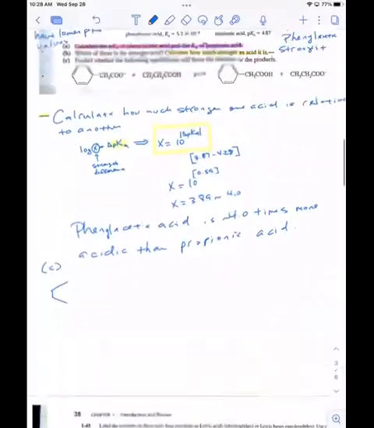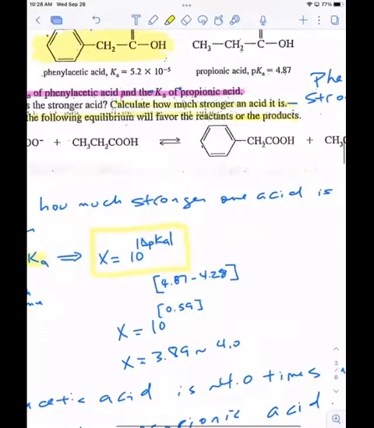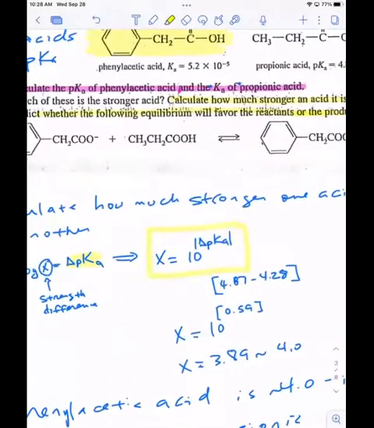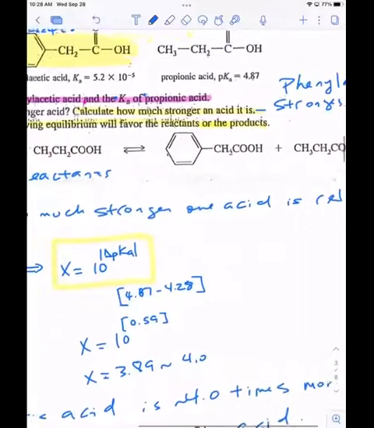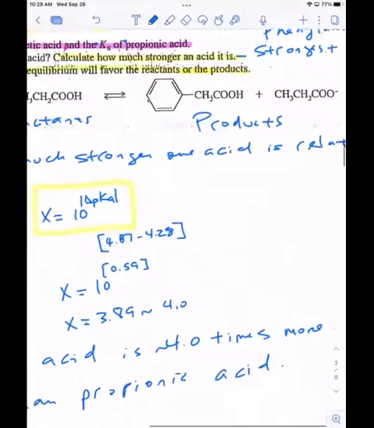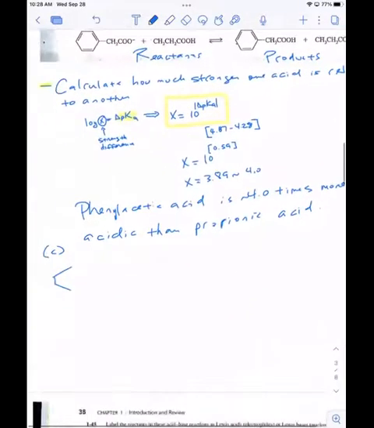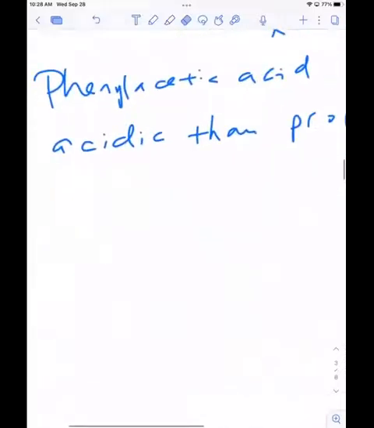So C asks a question. It says, predict whether the following equilibrium will favor the reactants or the products. In an organic reaction, the reactants are always written on the left. So this is reactants, and this is products. Right, so anytime you write a reaction, it's always from left to right. So let's write this out, and I'm going to talk about a bunch of stuff.